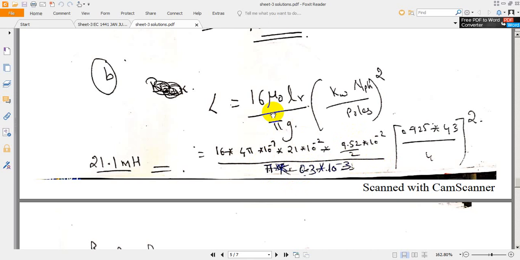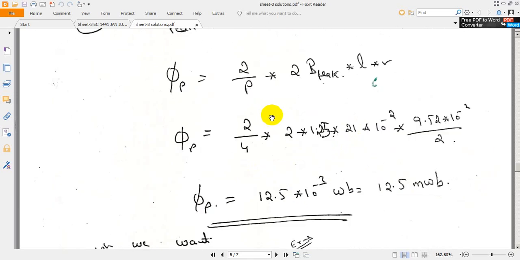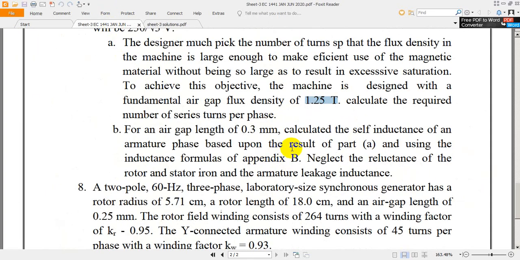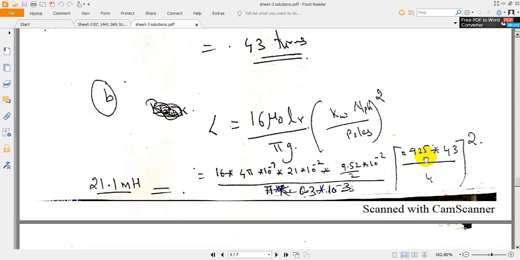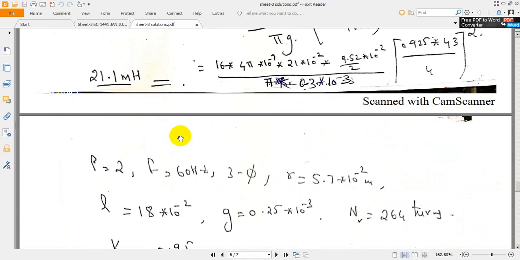pi as it is, into air gap is 0.3 millimeters. If you go to the problem, the air gap is given as 0.3 mm, converting it into meters. So we will write it as 0.3 into 10 to the power of minus 3, millimeters to meters, into winding factor 0.925 into number of turns per phase 43 divided by number of poles 4, the whole square. If you evaluate this, you will get 21.1 into 10 to the power of minus 3 henries, or 21.1 milli henries.